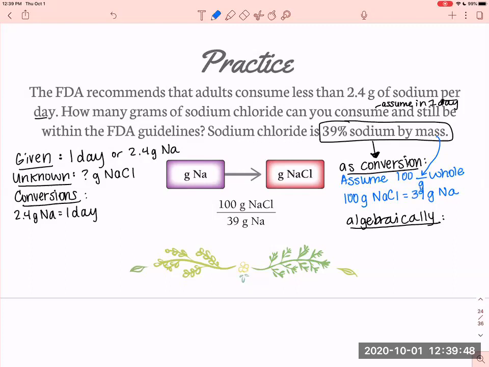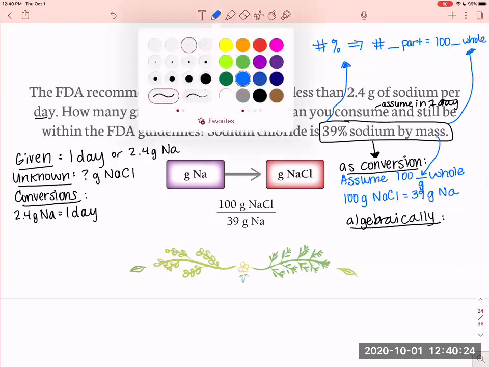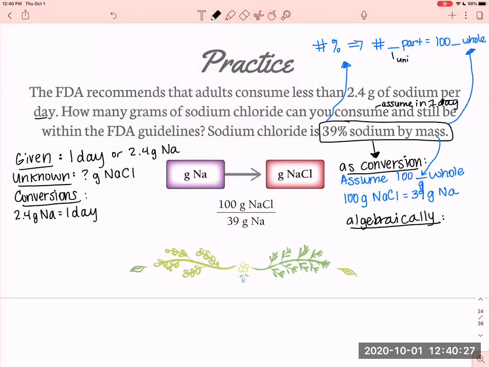So that's why I'm assuming 100 of my whole, because now I'm just taking the number. So the number of the percent can be transformed into the number of whatever unit you're looking at of your part equals 100 of whatever unit of your whole. So that's how we can convert any percent into a conversion factor and then use it from there. Okay, so whatever this number is here is this number. It's the same thing. And the unit is the same on both sides. So just make sure the unit is the same on both sides.